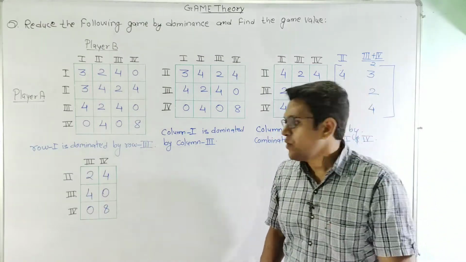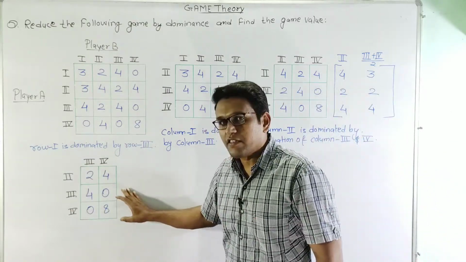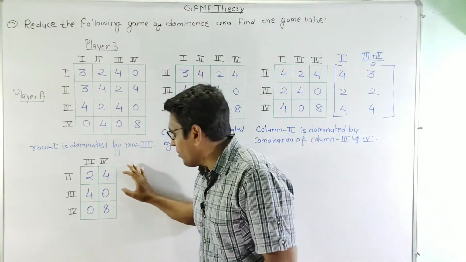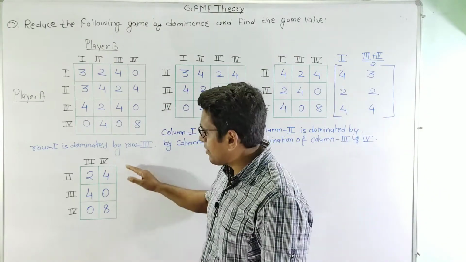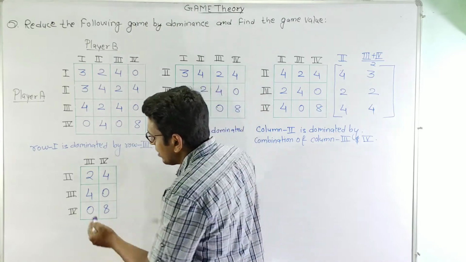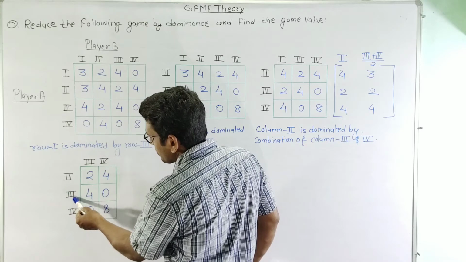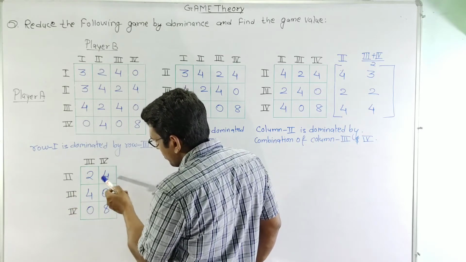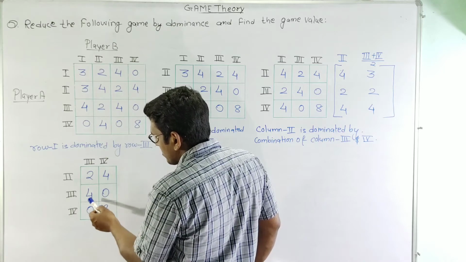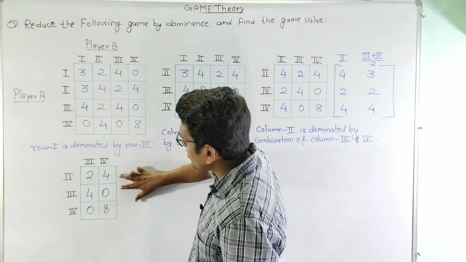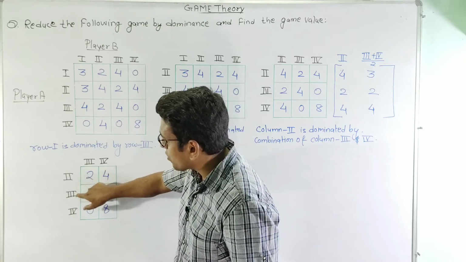So the new matrix is this after eliminating column 2. Now in this matrix also we will compare rows and columns for dominance first. So let us compare row 2 and row 3. So this is 2, this is 4, this one is greater, this is 4, this is 0, this one is lesser. So this is greater, this is lesser. This shows that there is no dominance between row 2 and row 3.